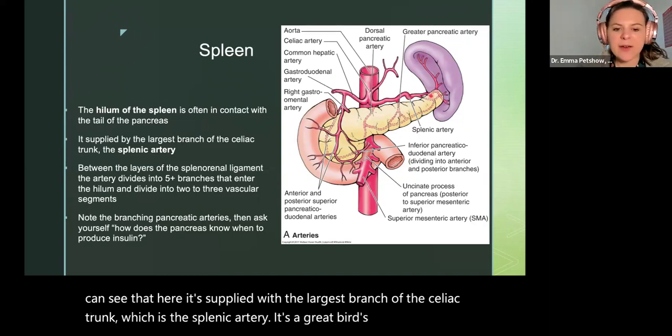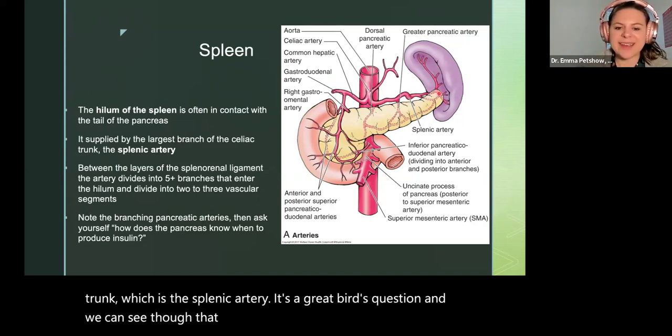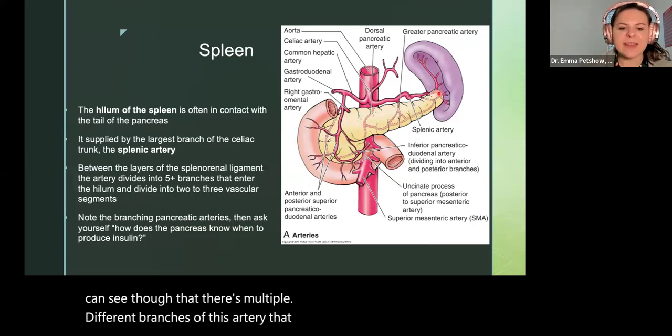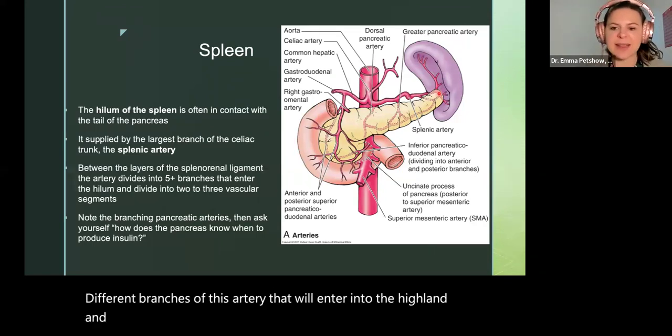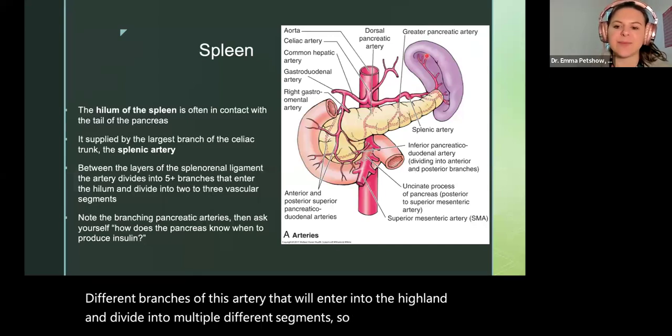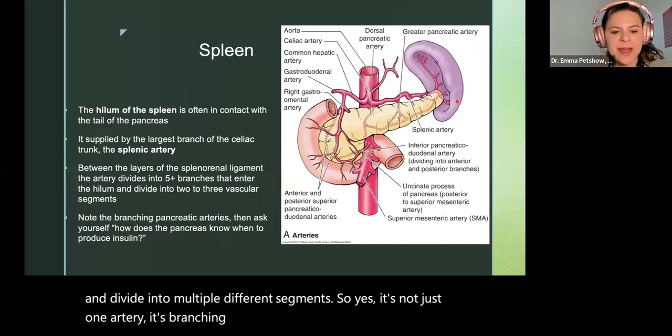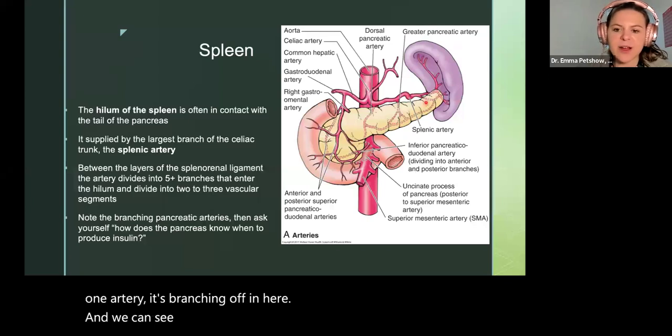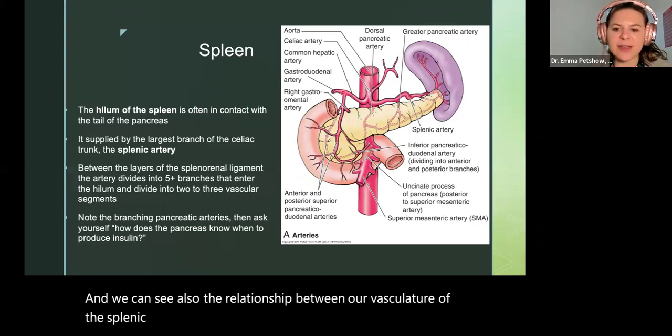And we can see that there are multiple different branches of this artery that will enter into the hilum and divide into multiple different segments. So it's not just one artery, it's branching off in here. And we can also see the relationship between the vasculature of the splenic artery and the vasculature that's going to eventually communicate with our pancreas here.